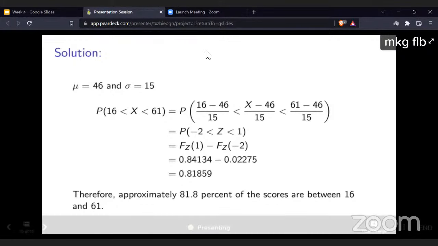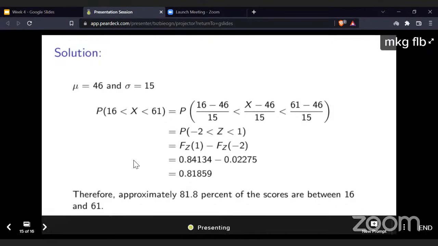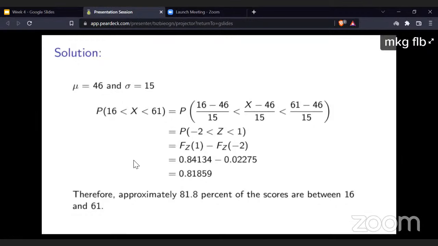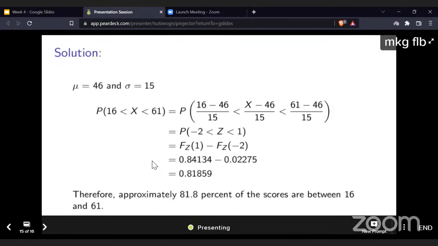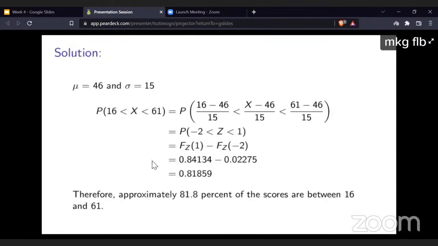F of z1 is given, but if we want to find it, we use the CDF formula of the normal distribution now. I didn't get your question. Can you repeat? Actually, ma'am, here Fz of 1 is given and F of z of -2 is also given. If it's not given, how do we find this value?